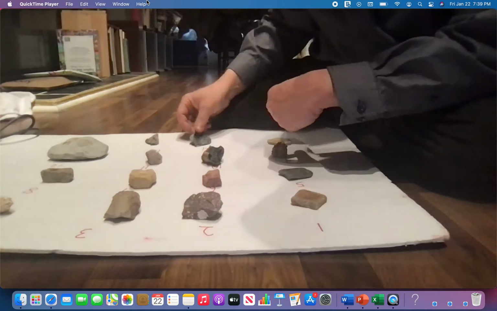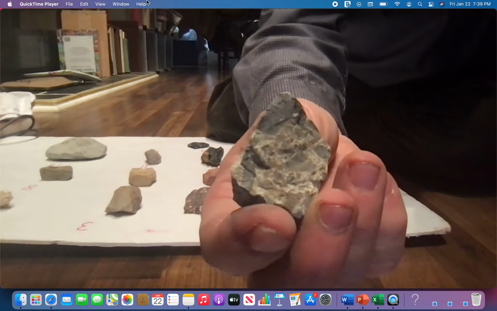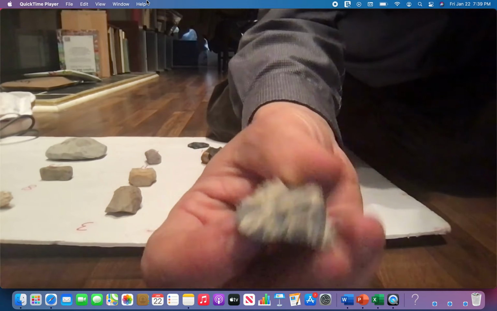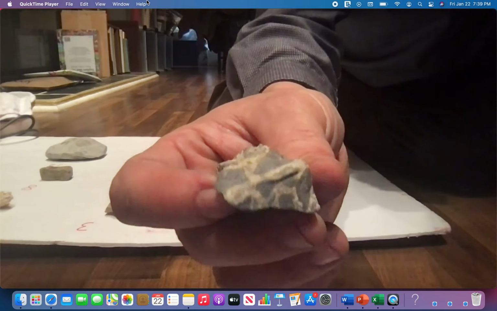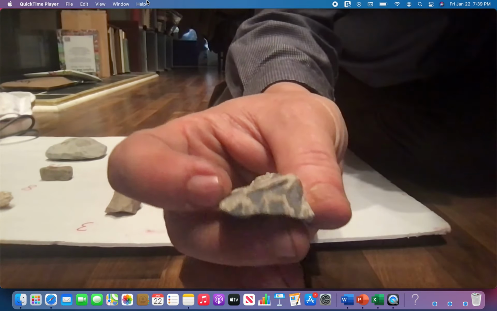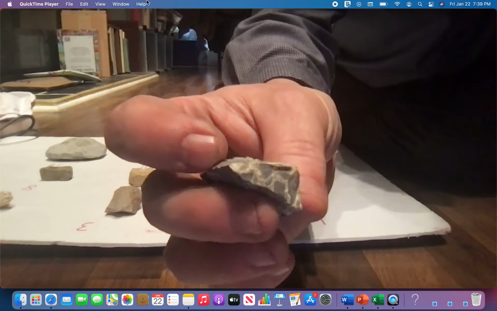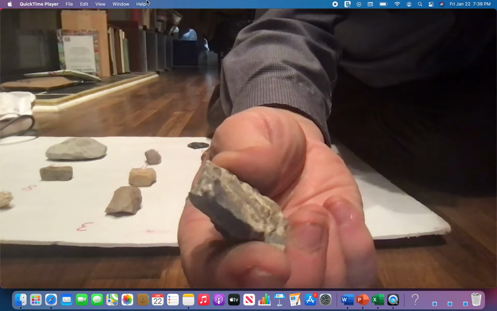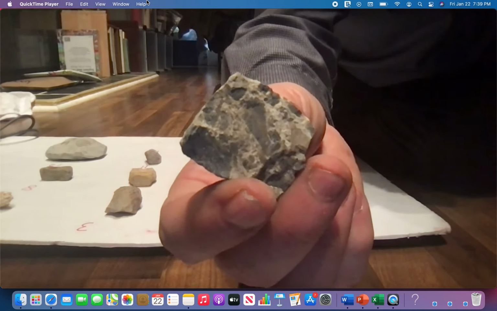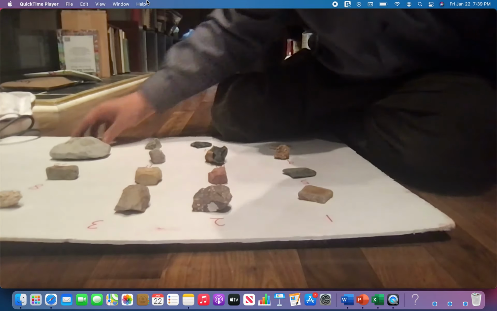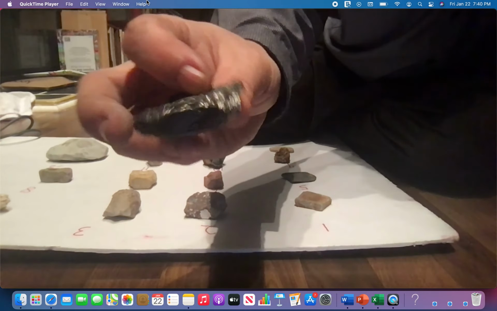Flat looking rock. Sample number 15. Are the particles bigger than sand in this rock? Are they rounded or are they jagged? Sample number 15.